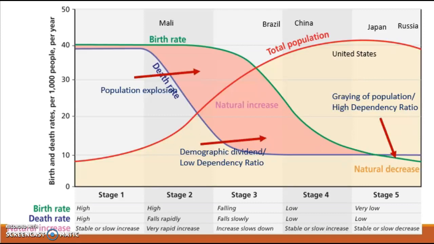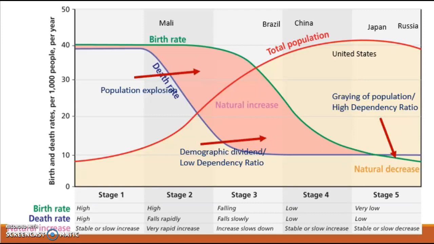The population explosion that you see in the middle to end of stage 2, again, that's when public health and diets improve, that's when having a better understanding of hygiene improves, and we're seeing that fewer babies are dying.